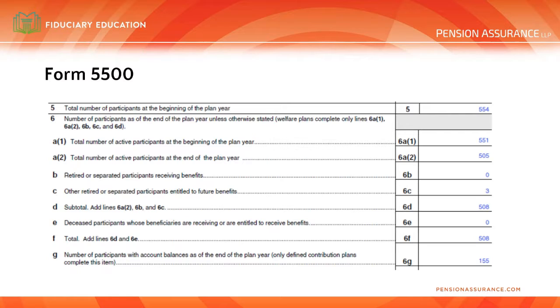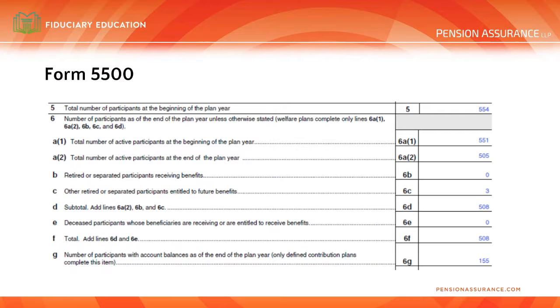Sometimes it's helpful to see this on a Form 5500 to understand. Let's look at line number 5, which has the beginning of the year participant count. And you can see in this example, they have 554 participants at the beginning of the year. Clearly a large plan. We'll walk through these and talk about what some of these other participant counts are. So line 6a, 1 and 2, these are going to be the active participants, including eligibles that are either actively contributing to the plan or eligible to contribute to the plan.